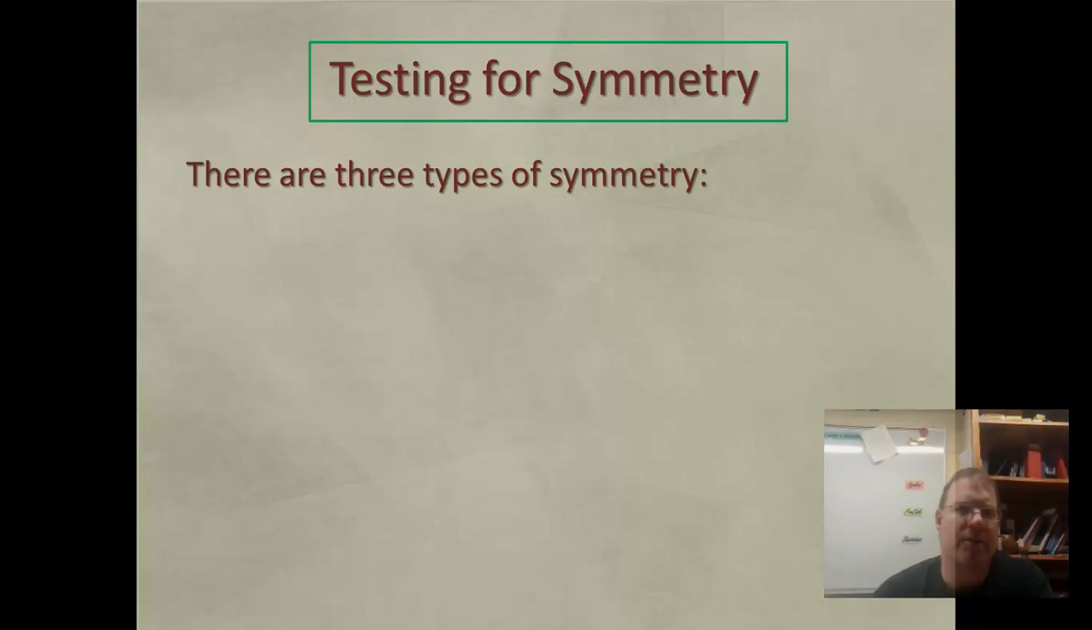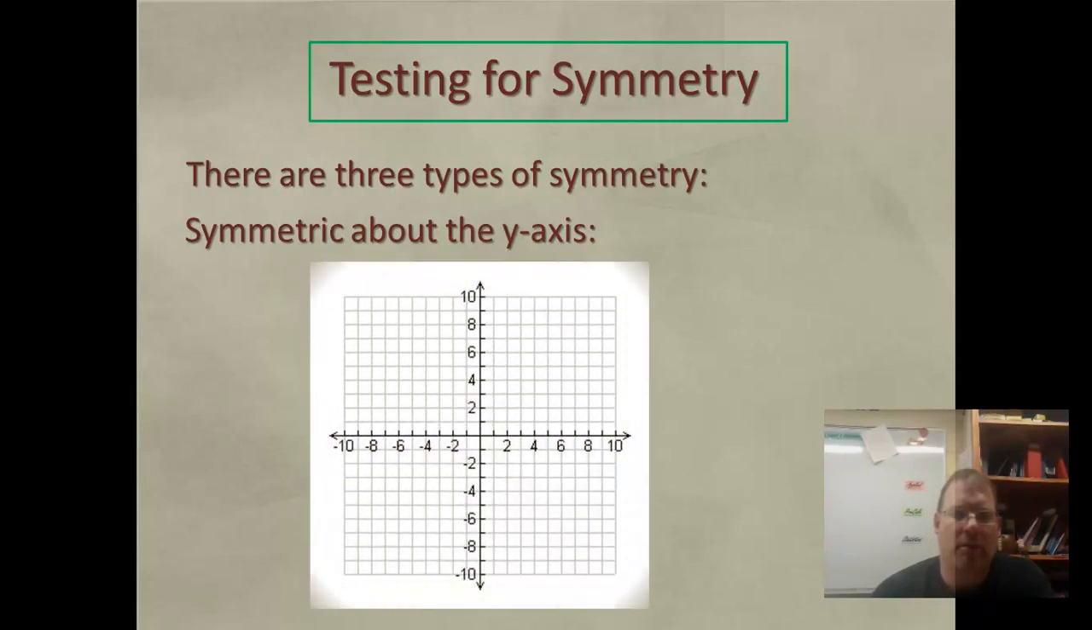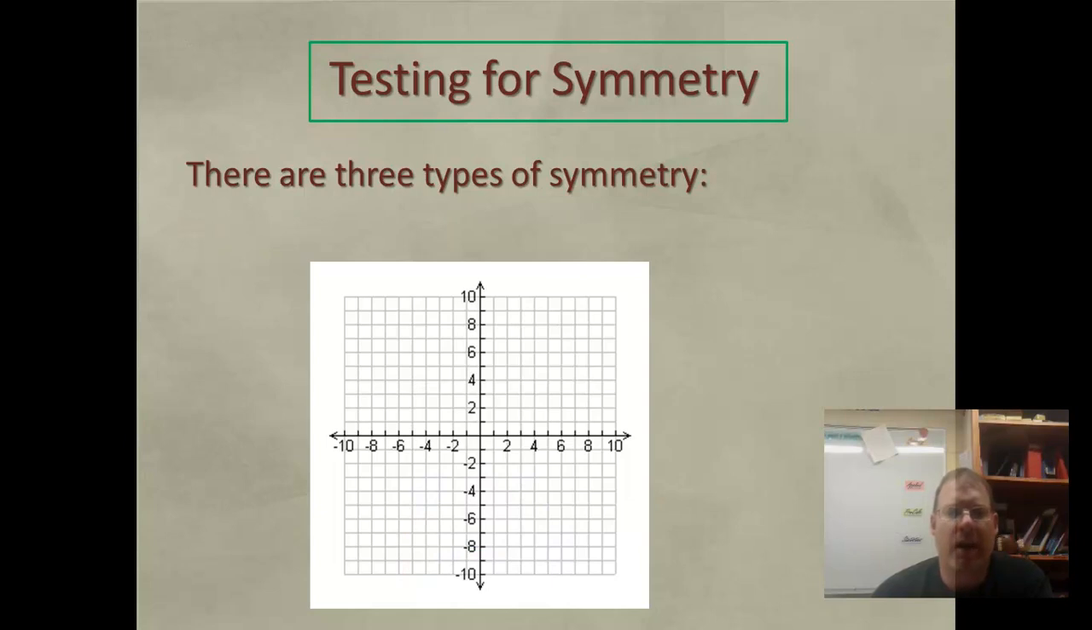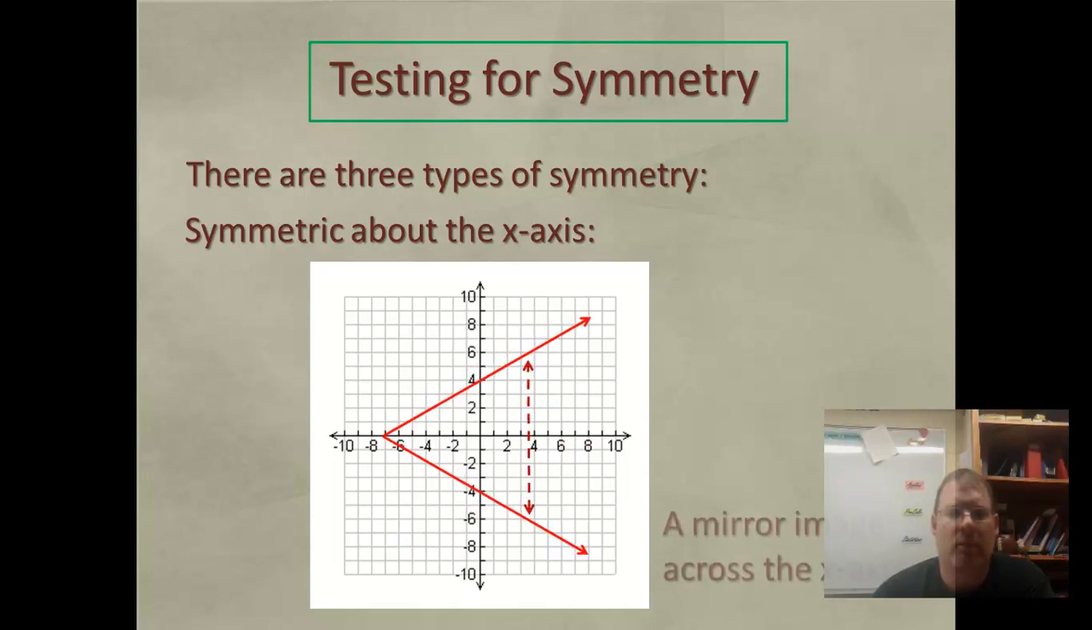So first understand that there's three different types of symmetry. You could have a graph that is symmetric about the y-axis. Here's an example. Okay, if you take a look at that parabola right there, it's a mirror image across the y-axis. So that's an example of something that is symmetric about the y-axis. Okay, you could have symmetry about the x-axis. Something like this. Okay, it's a mirror image across the x-axis.